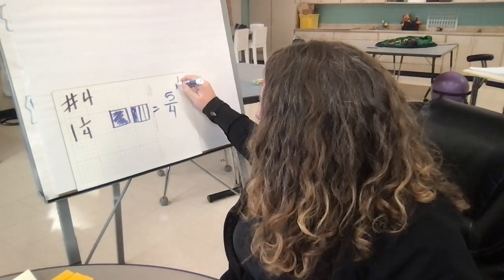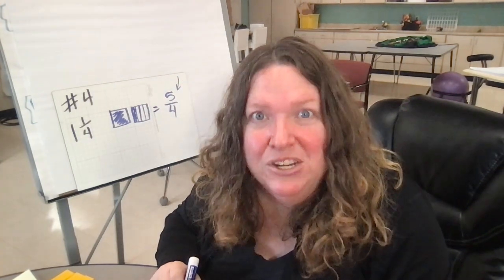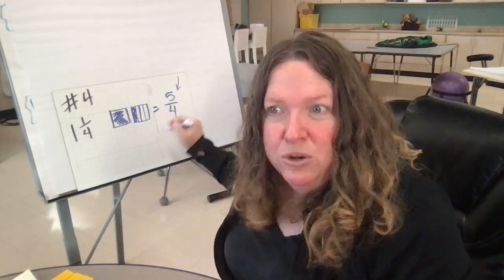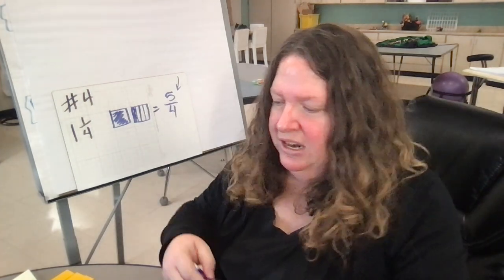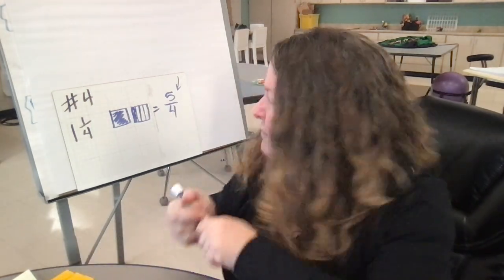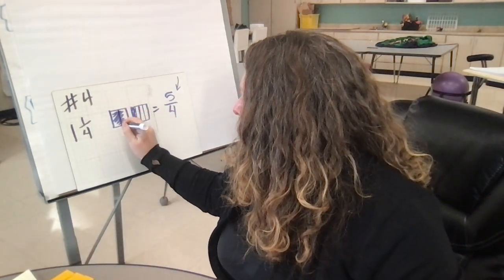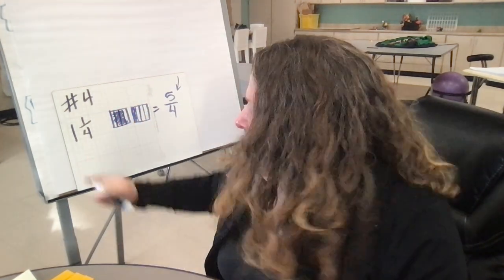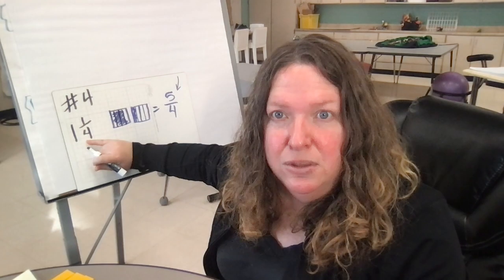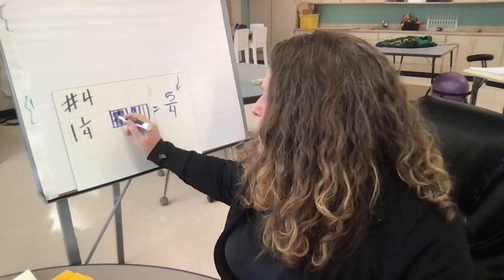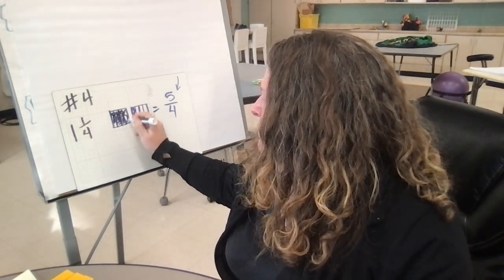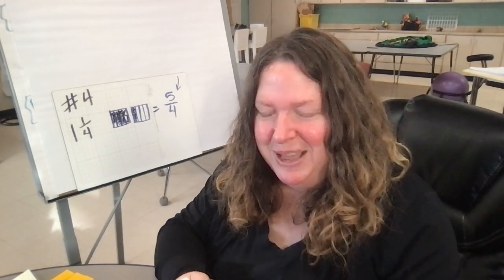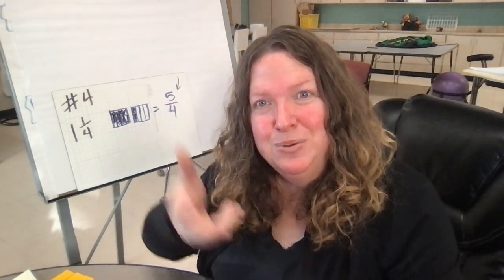Notice the improper fraction, that top number is bigger than the bottom number. That's why we know it's more than 1. How do we show that on our picture? Same way we did before. We divide our whole number into the same fractional part that we see in the mixed number, fourths. So we divide it into 4. And there's 1, 2, 3, 4, 5. 5/4.